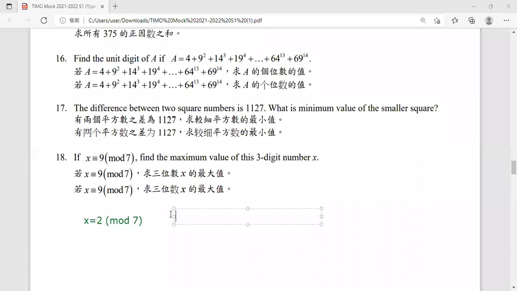What can I do here? You just divide 1000 by 7, which equals 142 remainder 6. So the answer for this question will be 142 times 7 plus 2, which means it's 996. Yes, 996.